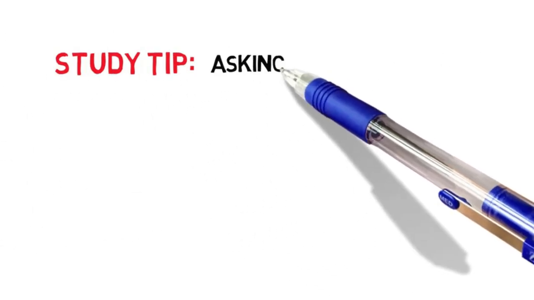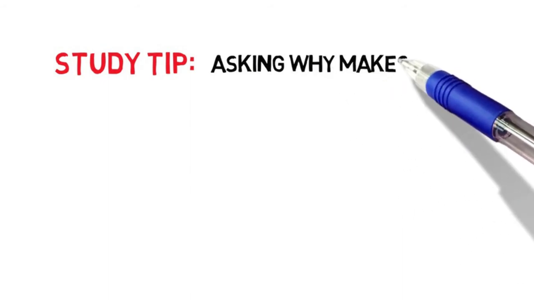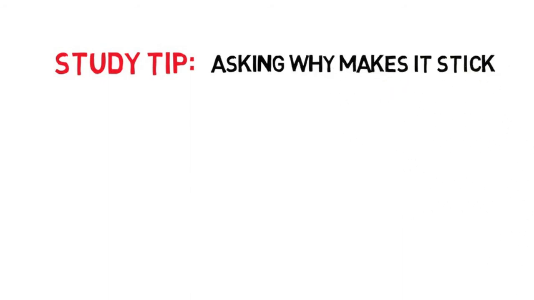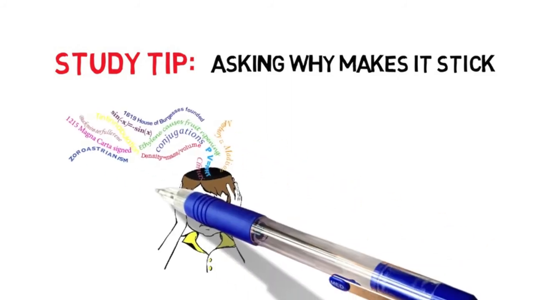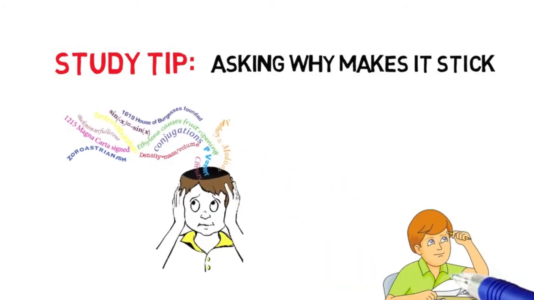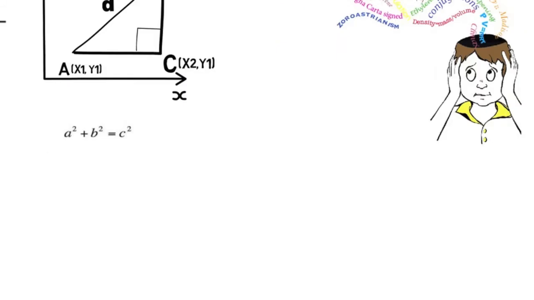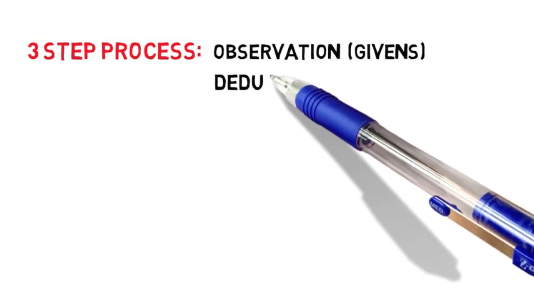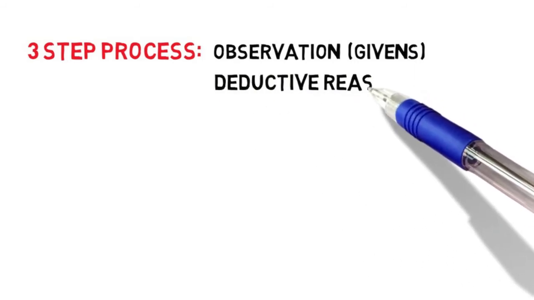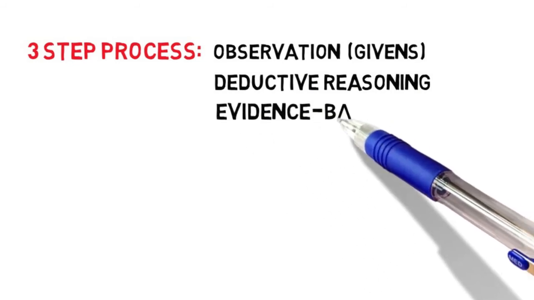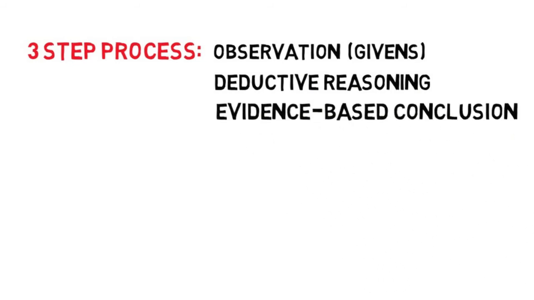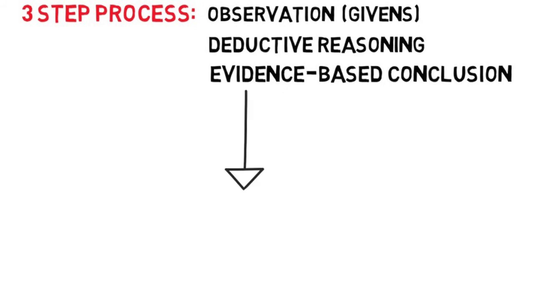Now when studying, it is crucial to ask why, ask the reasoning behind a concept. This is because rather than just memorizing and cramming information into your head, you have a clear understanding of the concept and remember it for good. Now this simple 3-step process of using observations and then reasoning deductively in order to reach an evidence-based conclusion is crucial in mathematics, but even goes beyond that.